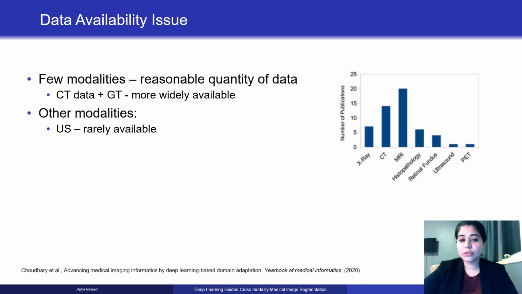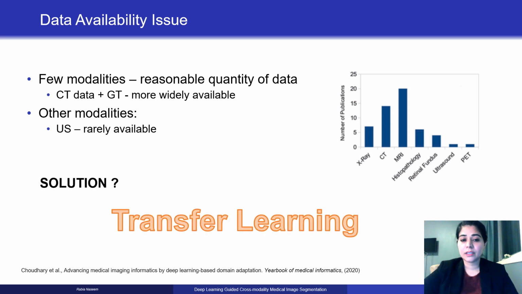In this case, we cannot use the early feature fusion, late feature fusion, or layer level feature fusion strategies. So what could be the solution in this case? Transfer learning.